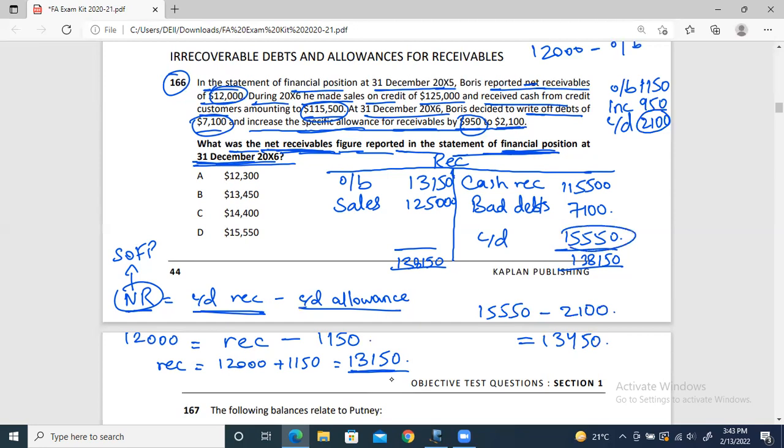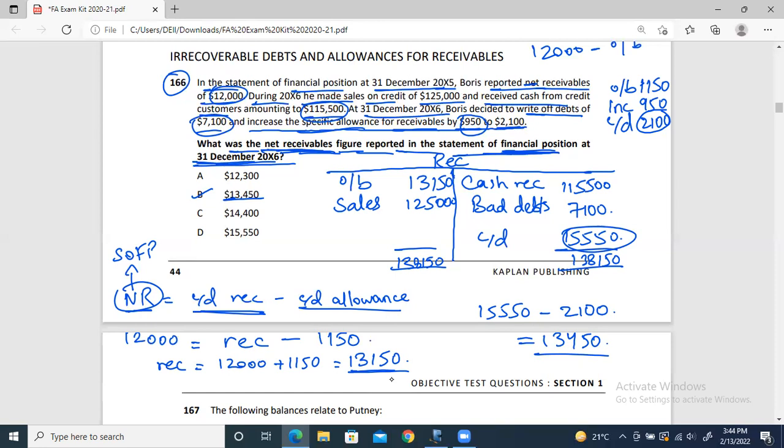If we write 15,550, we'll get the answer wrong, which is D. But the correct answer is 13,450. So option B over here would be correct. So in the requirement, we have to see whether the question asks for the net receivable or requires us to write the normal receivable figure. And if you remember this formula, closing receivable minus closing allowance, you can easily formulate the net receivable figure.